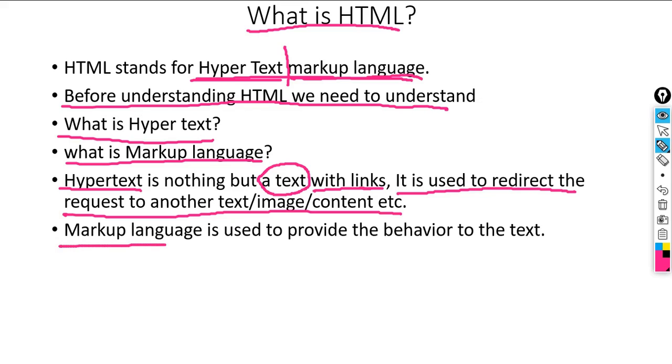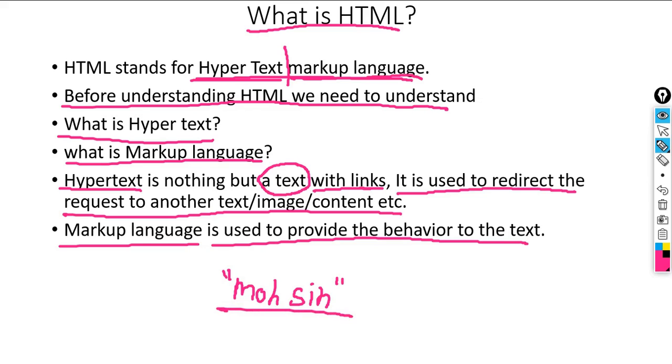Markup language is used to provide behavior to the text. Suppose this is one text, Mohsin. This is simple text, but there is no behavior. Why? Because it is plain text. It will not perform any action. It does not have any speciality. So it is simply a plain text.